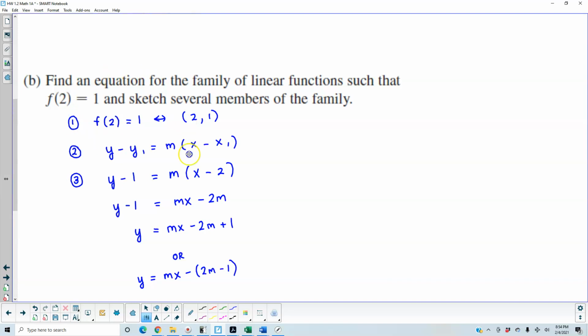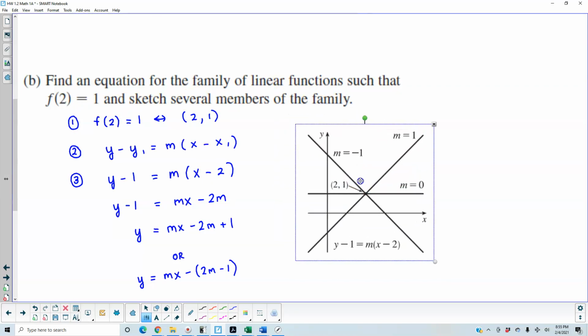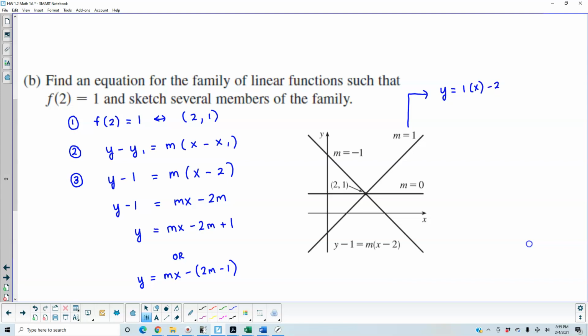Okay, now that we have formed our equation for the family of linear functions that have the ordered pair (2, 1), now we want to be able to graph. So here is our graph. If we let the slope equal 1 using our equation, that means that y is going to equal 1 times x minus 2 times 1 plus 1. So that equation is going to be x minus 2 plus 1, which is x minus 1. So that tells us that the y-intercept is -1 and we have a positive slope. So there is our line.